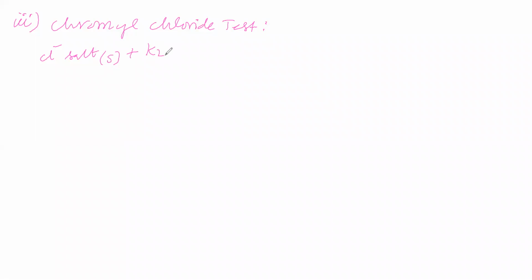To this we are adding potassium dichromate crystals. Remember that we are adding crystals, not solution. Potassium dichromate solid we are adding. So the chloride salt is solid, and potassium dichromate is also solid. Then we are adding concentrated sulfuric acid, and the contents are heated.